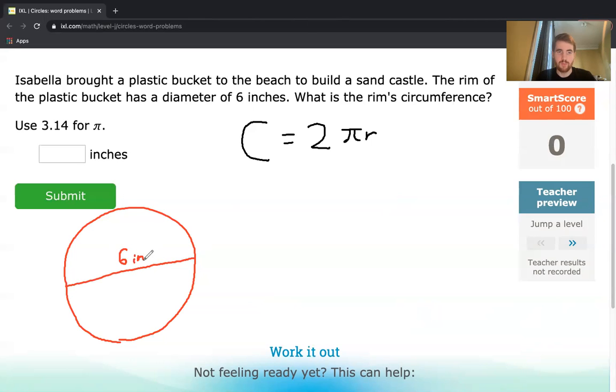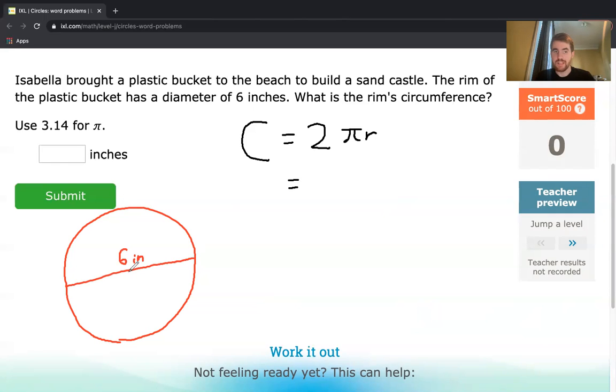And we want the circumference. That's the distance around the edge of the circle. So all we need to do is substitute into this equation. Now, there is one problem. Right now, we have the diameter, but we want the radius. The radius is what we want to substitute in.